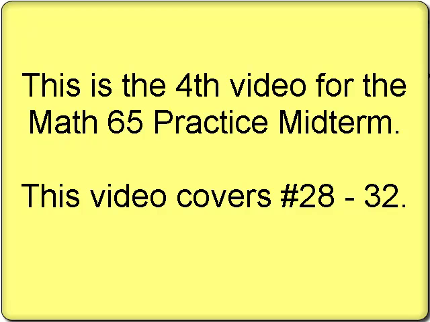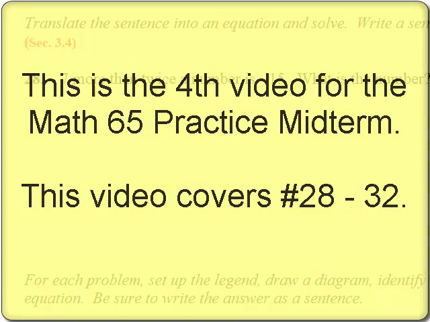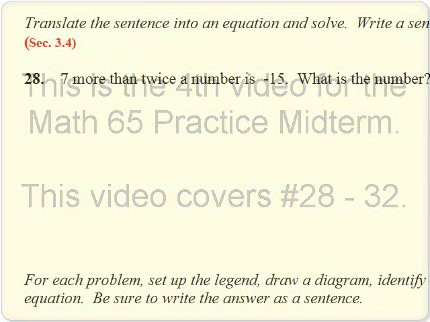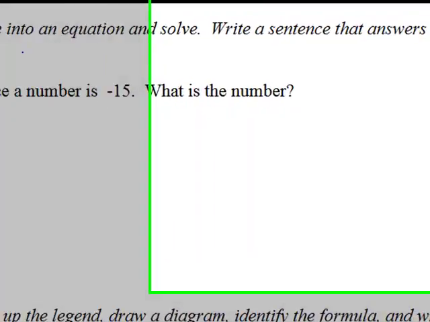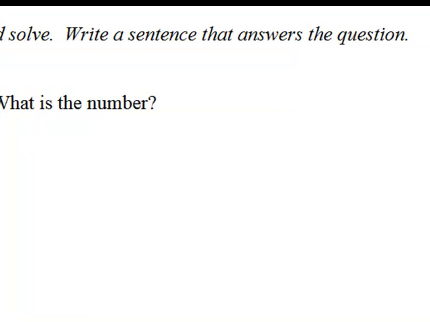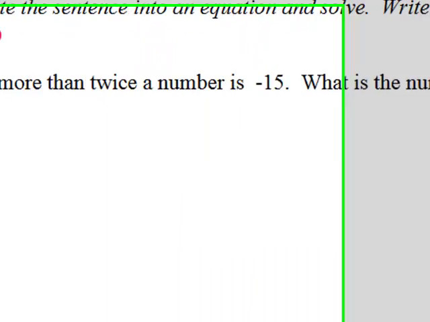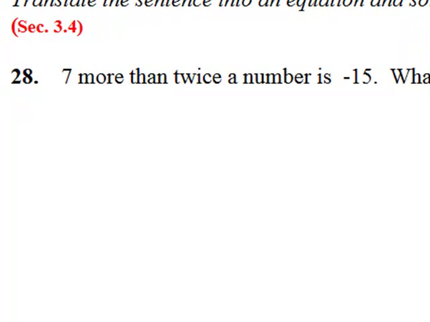Okay, let's take a look at number 28. The instructions here say that we must translate the sentence into an equation and solve, and then write a sentence that answers the question. Now the first thing I'm going to do is to read what sentence we need to translate. And I see 7 more than twice a number is negative 15.